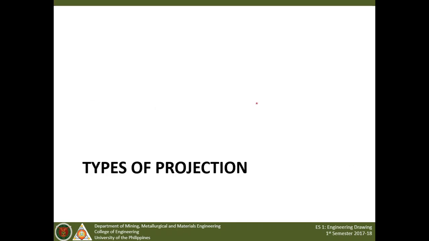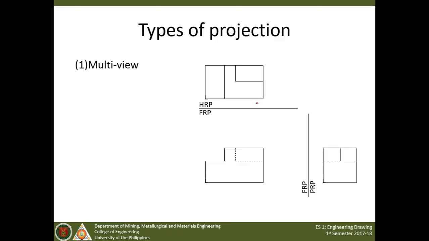Okay, so let's proceed with the types of projection. There are multiple types of projections, but these are the more commonly used ones when it comes to engineering applications. The first one is your multi-view projection. The multi-view projection is just a two-dimensional view or a collection of two-dimensional views of a three-dimensional object. As we can see, this one right here is your top view, and this is the front view of your object, while this is the side view.